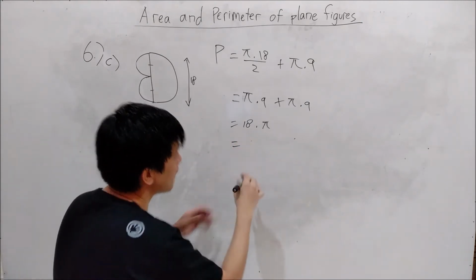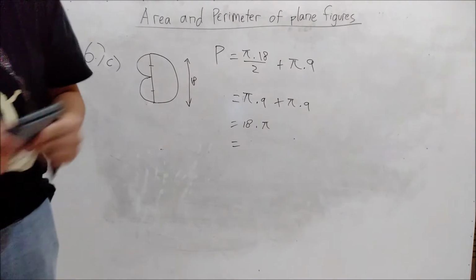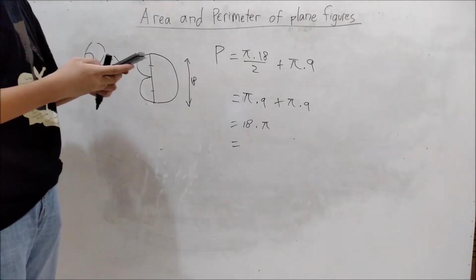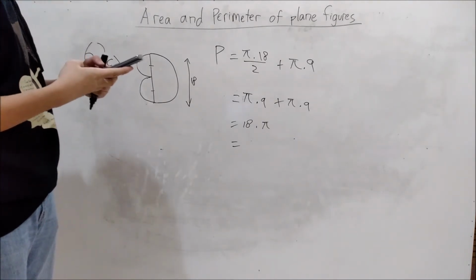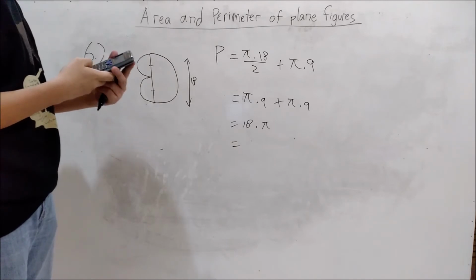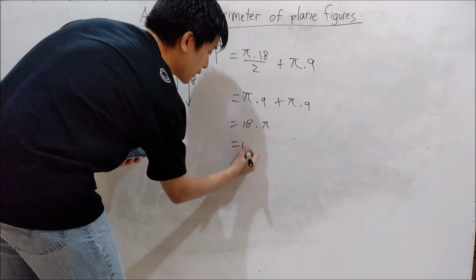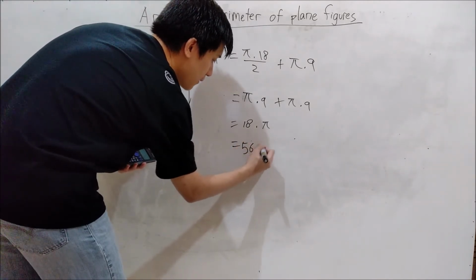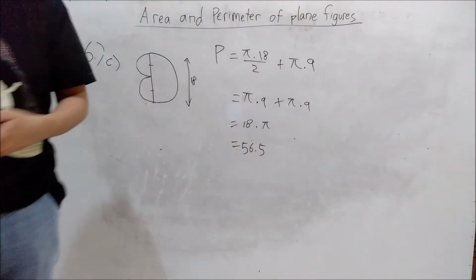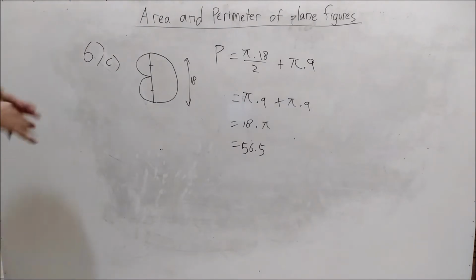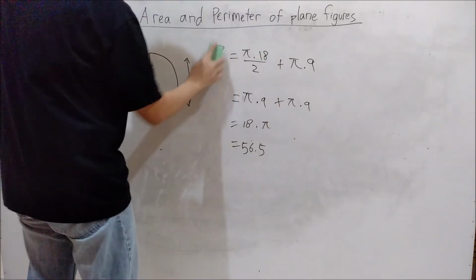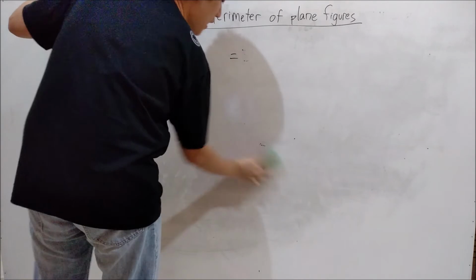And 18 pi, you just have to count it manually. But we are going to count with a calculator again for the sake of time. It will be 56.5. 56.5 centimeters. That will be the perimeter of the figure. Okay? Let's move on with the area of the figure.